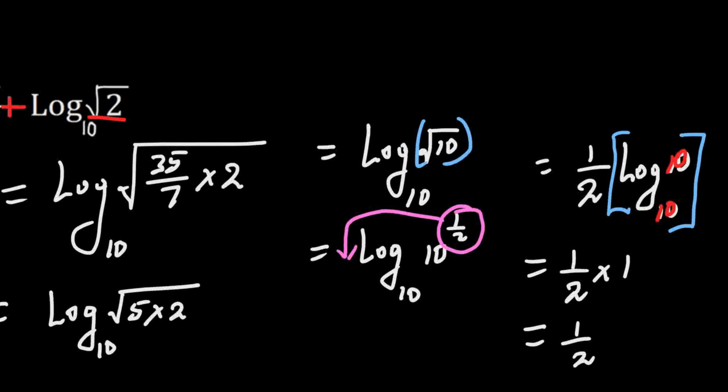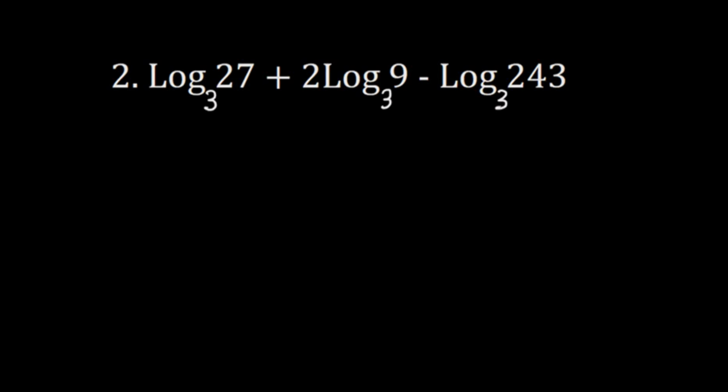All right, let's go on to question number 2. Question number 2. Log 27 to base 3 plus 2 log 9 to base 3 minus log 243 to base 3. So now, to solve this problem, first we must take this value and just move it here.